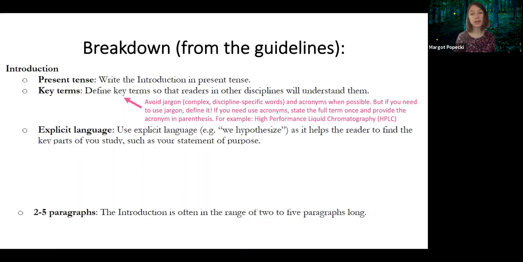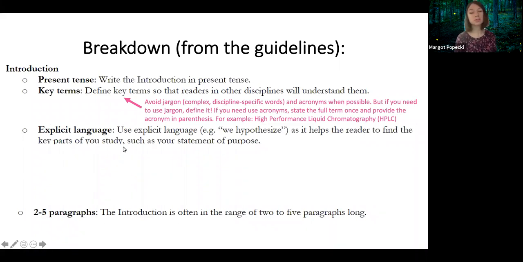Also, if you need to use acronyms, just be sure to state the full term once and then the acronym in parentheses. So for example, instead of writing out high performance liquid chromatography every time, which is quite a mouthful, you can just abbreviate to HPLC, and after you say it once, just refer to this technique as HPLC in the future.